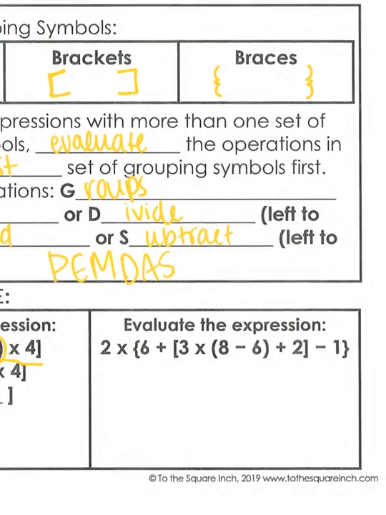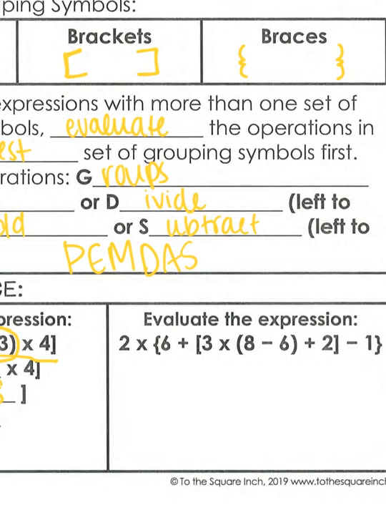Okay, so this one has even more grouping symbols. We have the braces, we have the brackets, and we have parentheses. So remember, we start with the smallest group there. So we're going to start with those parentheses. I'm going to rewrite everything else. So I still have 2 times, draw my braces, 6 plus, draw my bracket, 3 times, that 8 minus 6 is what I want to start with. So 8 minus 6 is 2, plus 2, close my bracket, minus 1, close my braces.